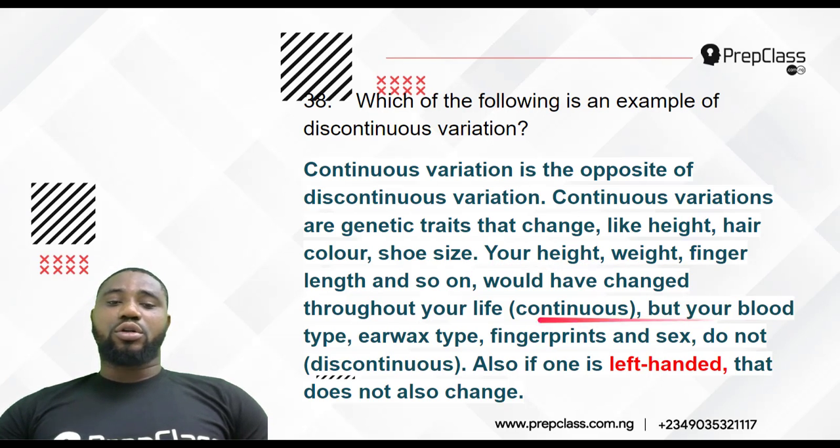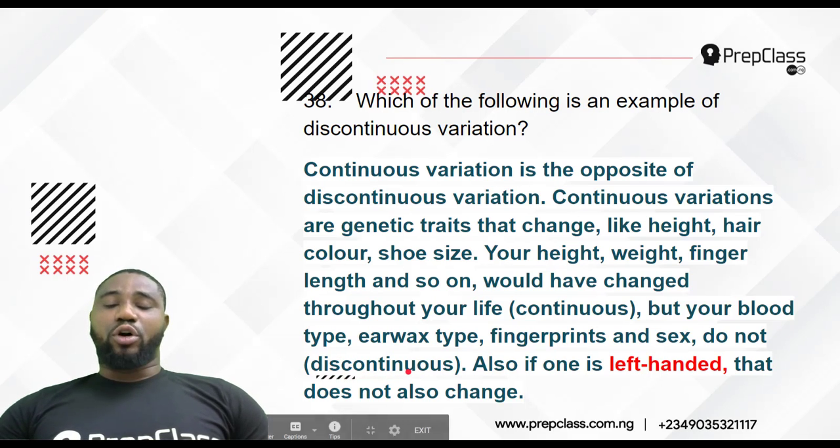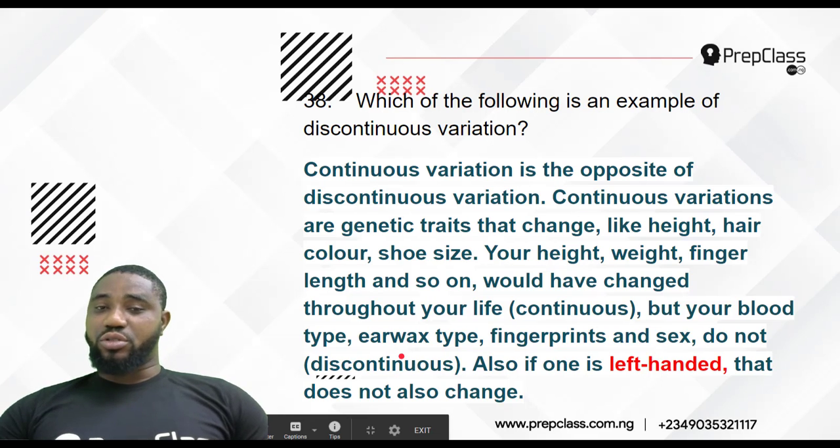But your blood type cannot change. Your blood type, your earwax type, your fingerprint, and your sex do not change. So that's discontinuous variation. If you have blood group A, you remain blood group A till the day you die. Even if you are an old man, you still remain blood group A. If you have blood group O, you remain like that till the day you leave this earth. It does not change. So your blood group does not change.